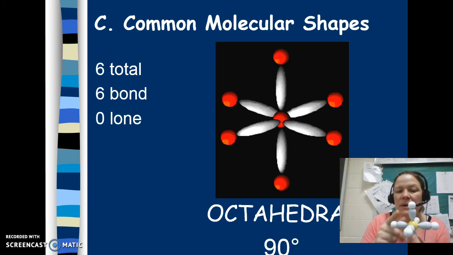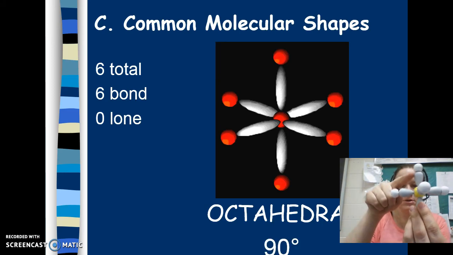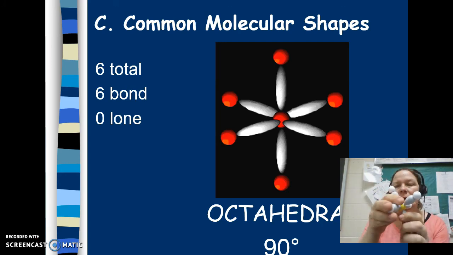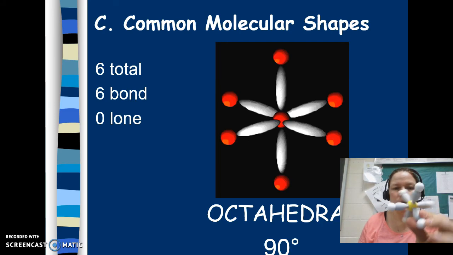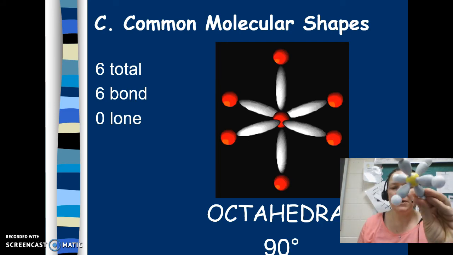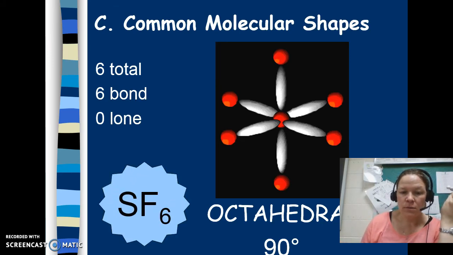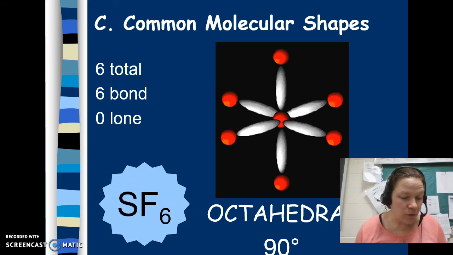From a bond angle perspective, they're all 90 degrees. So if I'm in this plane, I've got 90 degrees. If I'm in this plane, I've got 90 degrees. Any conjoining bonds, no matter which way that I spin this lovely thing, are going to be 90 degrees. And again, sulfur hexafluoride, there's our 6 prefix, would be the example of a common molecule that would have this shape.